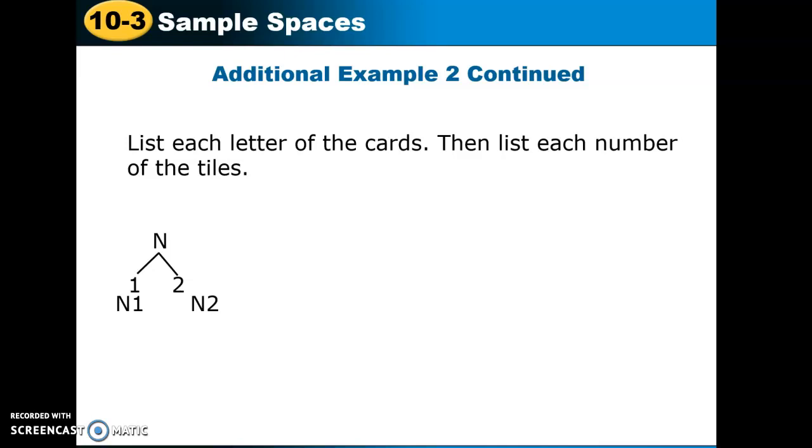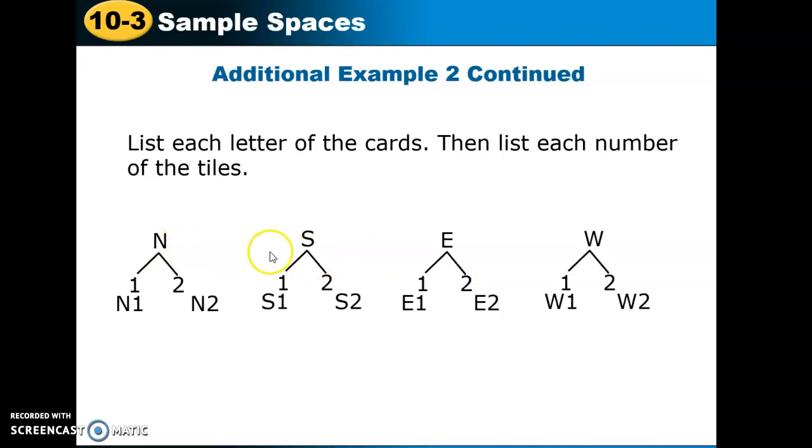Okay. Now you also have 2 tiles, tiles 1 and 2. So if we do this and we list out north, south, east, and west, those are my cards. It's similar to the tiles, but now we have cards and a tile. So if I pull a north card, then I can have a 1 or a 2. So with north, I can have north 1 or north 2. Same thing with south, south 1, south 2. East, east 1, east 2, and then finally west, west 1, and west 2.